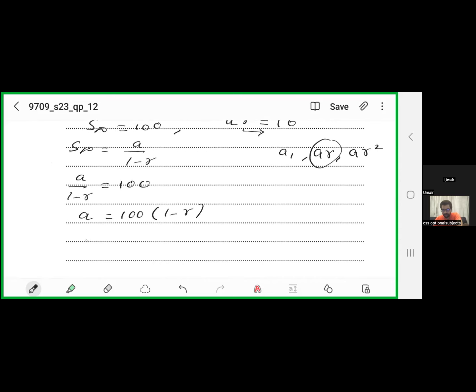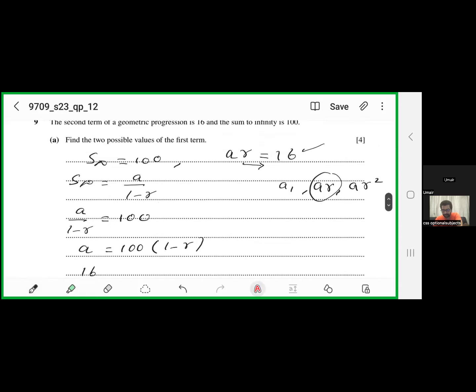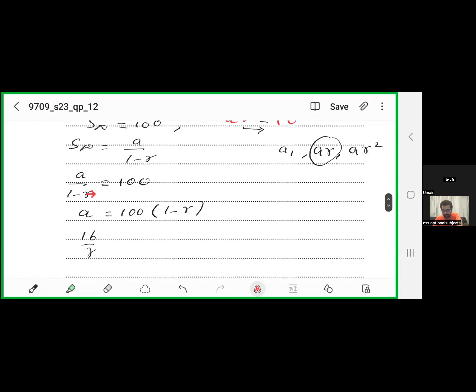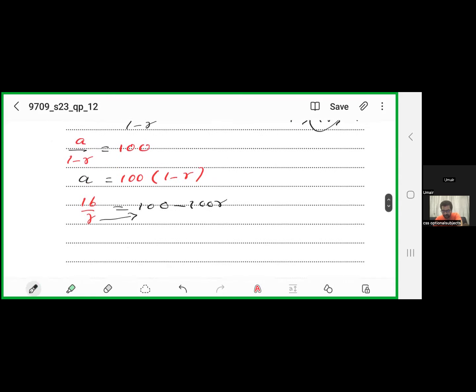Okay, in place of A, use 16 over R from here. A will be 16 over R. Use A = 16 over R and multiply (1 minus R) by 100. You will be having 100 minus 100R. Now multiply this over there: 16 is equal to 100R minus 100 r square.